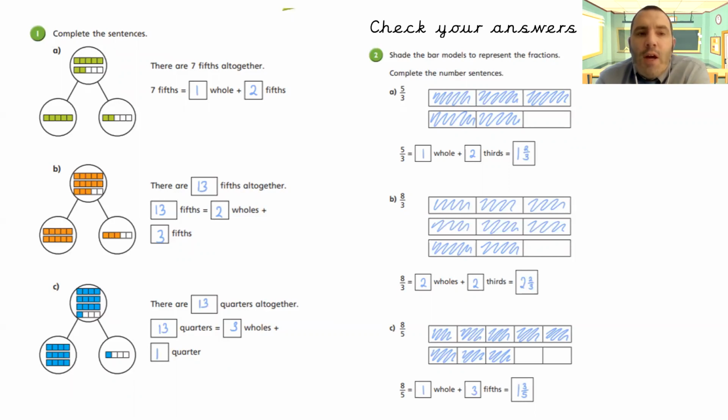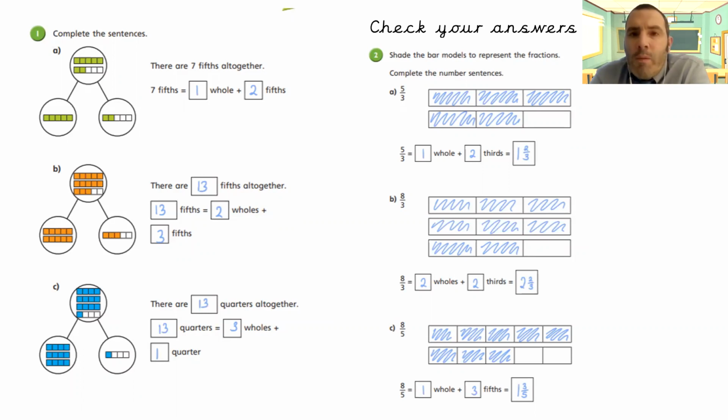B, there are 13/5 altogether. So we've taken the 2 full bars to give us our 2 wholes, and we've got 3/5 left over. C, we look at how many quarters there are altogether. There are 13. We've got 3 whole sets of quarters, and we've got 1 quarter left over. So 13 quarters is 3 wholes and 1 quarter.